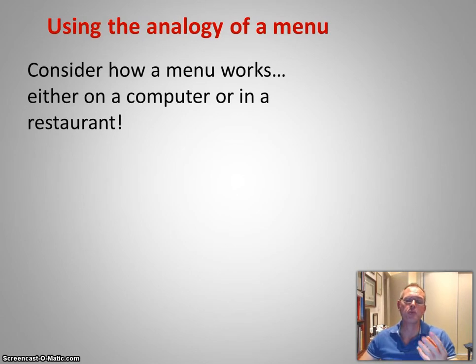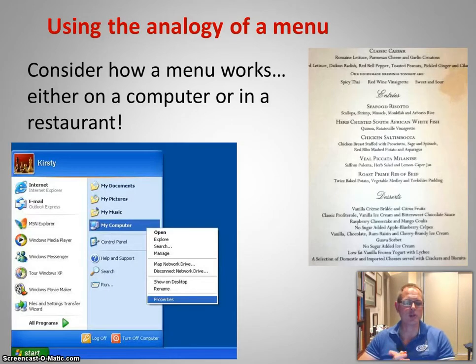Now, you're familiar with probably two types of menus. I'm not sure which one you think of first. You can have a menu on a computer or the menu in a restaurant. And so here are our two examples. Let's take a look at them. Each of them require some selection. Each of them require choices.